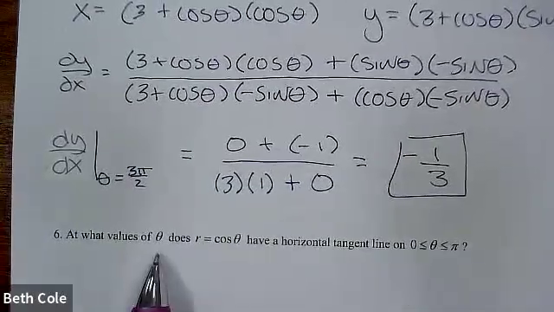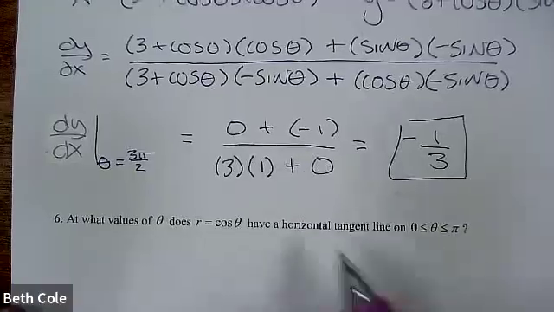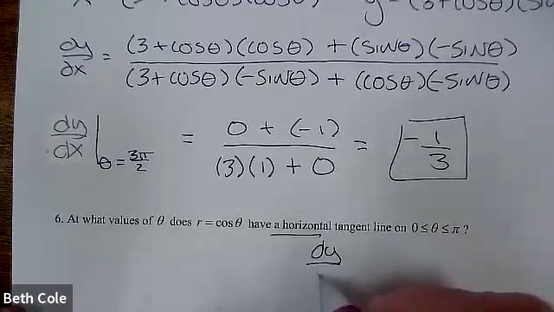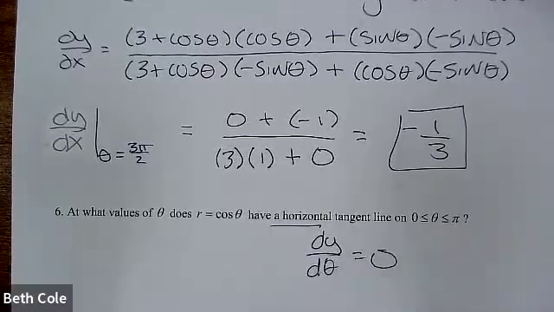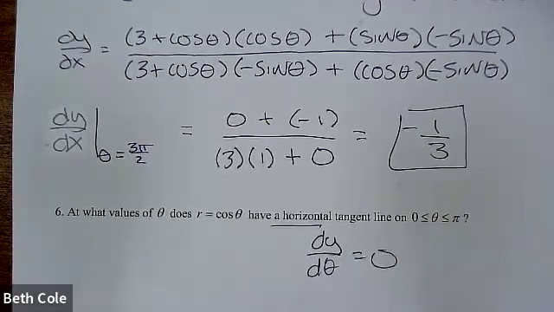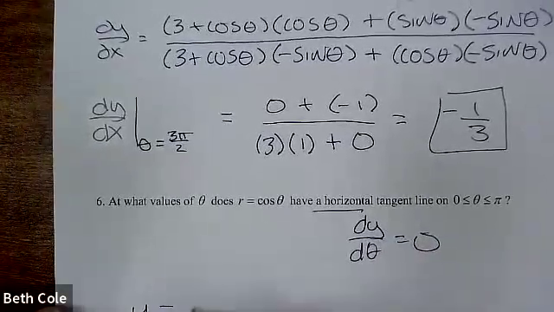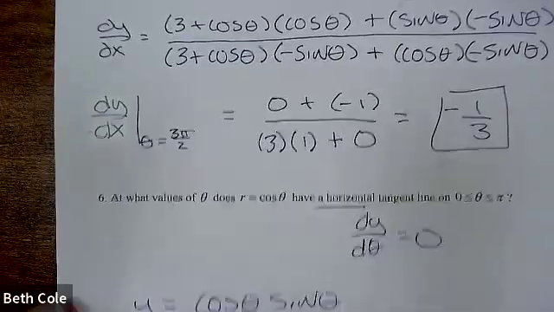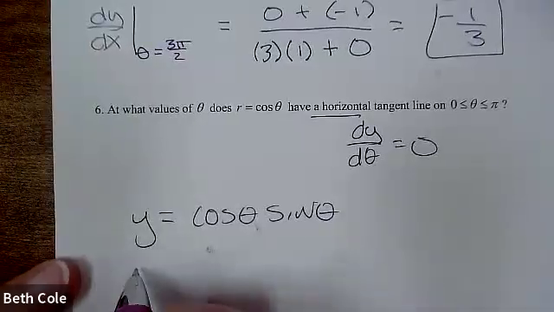All right, and then last one: at what values of theta does r equals cosine theta have a horizontal tangent line? Horizontal means dy d theta equals 0. If it said vertical, it would be dx d theta equals 0. And again, that is the exact same thing we did with parametric equations. It's just instead of dt, it's d theta, and you have the unit circle. Right? So let's find y. y equals r sine theta, so cosine theta, sine theta.